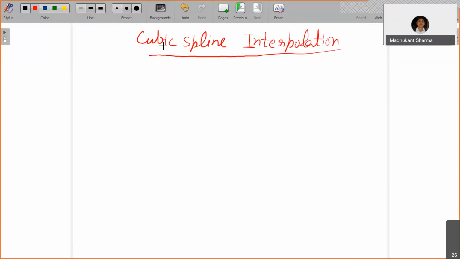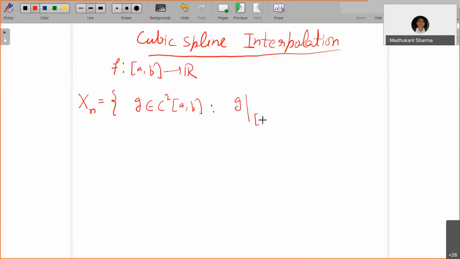Again we are going to work with a uniform partition. Let's say I have the function f from [a, b] to R, a real valued function, and we wish to interpolate this function. We are considering the space X_n where g is the interpolating polynomial which interpolates f, and which we require to be C2 on [a, b], such that g restricted to [x_i, x_{i+1}] is a polynomial of degree less than or equal to 3. So this is what we require.